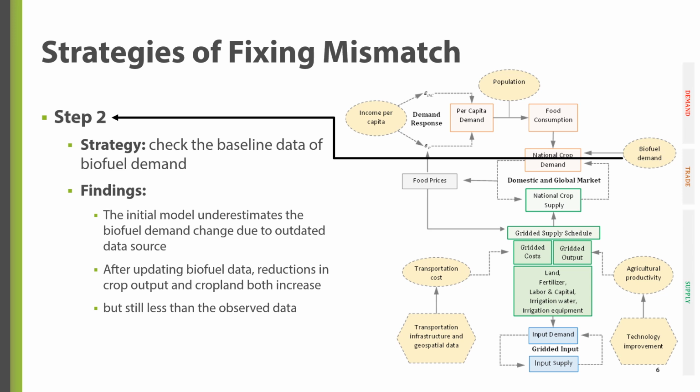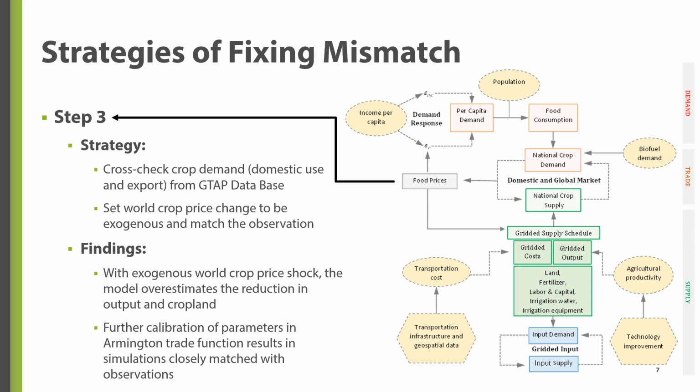Now, the simulated crop output and cropland area became closer to the observed data, but the model still underestimated the percentage change in cropland by half. In the third step, we further examined impacts from the endogenous demand side. We compared simulation results with the crop supply data for domestic use and export from the GTAP database, and found the model mainly underestimates the reduction in export. This finding indicates that some factors from the global market caused the mismatch in validation.